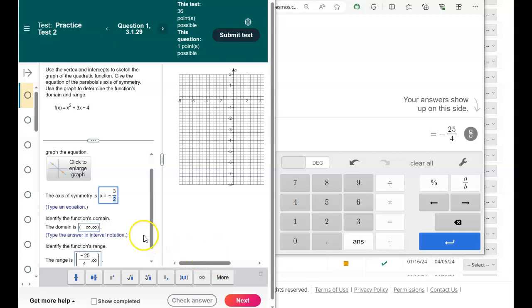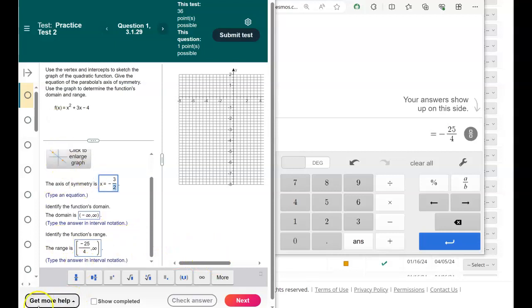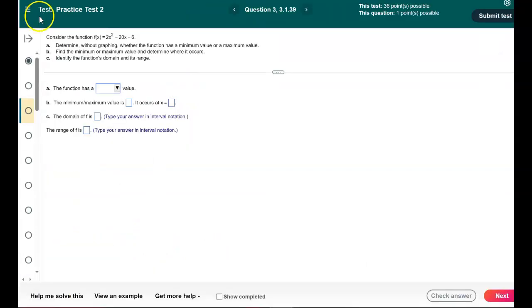3 over 2, and that would be the answer. Now let's consider another question. Consider this function here. Determine without graphing whether the function has a maximum value or a minimum value. Find the minimum or maximum value and determine where it occurs. And then find the function's domain and range.